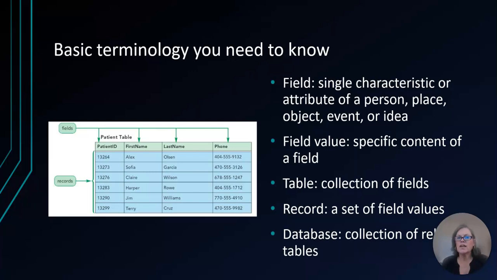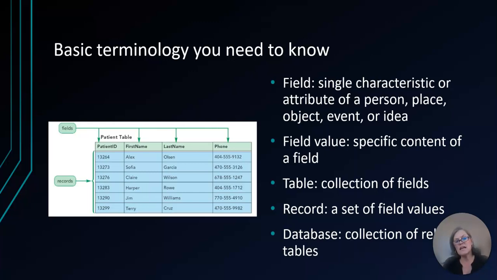Data is stored in a database in a table. And a table looks kind of like a spreadsheet, where you have data organized into rows and columns, and the columns correspond to fields. You might think of fields or variables or columns. All of those are the same idea. These are just characteristics that we want to store. And then the rows are records, a set of field values for an individual person or thing that we're storing data about.